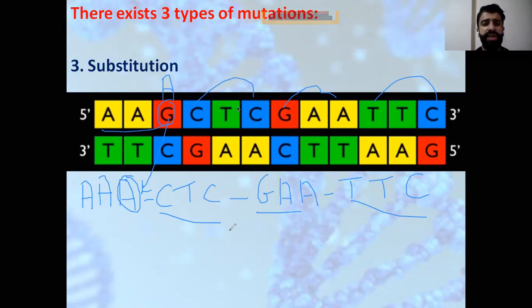Insertion and deletion, we will discuss later. They are called frameshift mutations. So we shift the sequence. As in the deletion, we shifted the sequence, or in the insertion, we shifted the sequence. The sequence moves toward the side of the mutation.